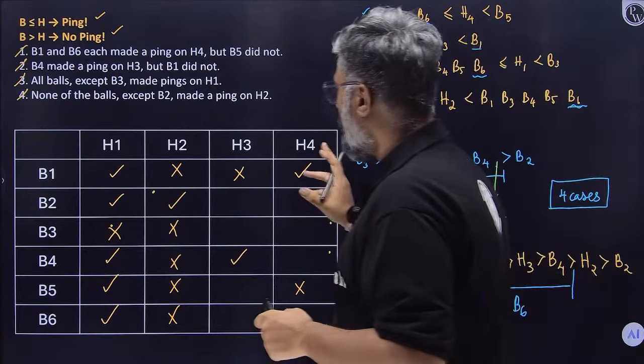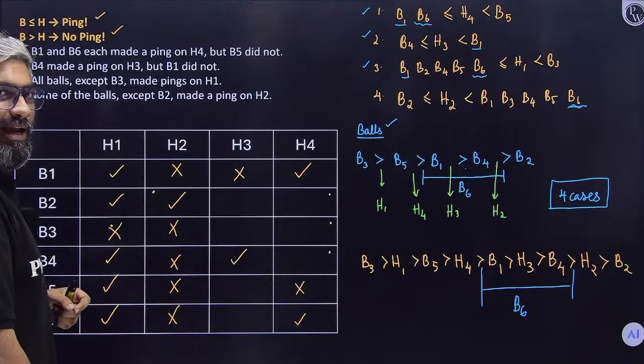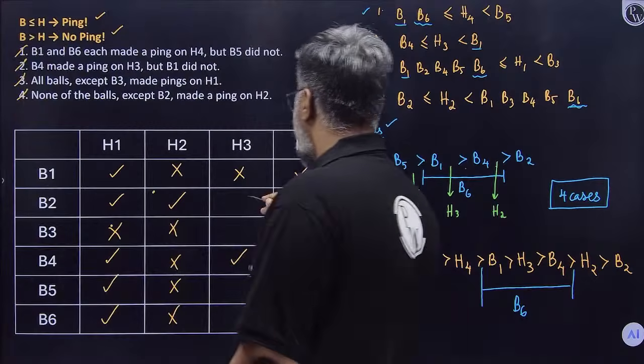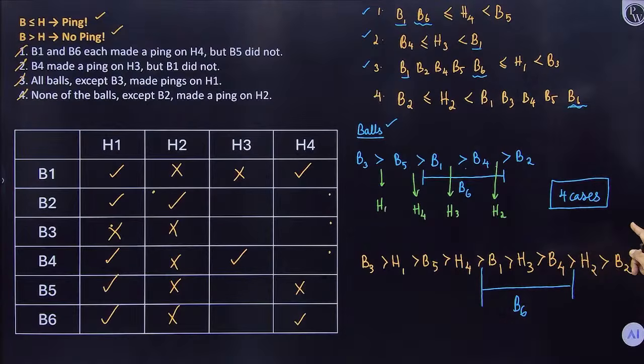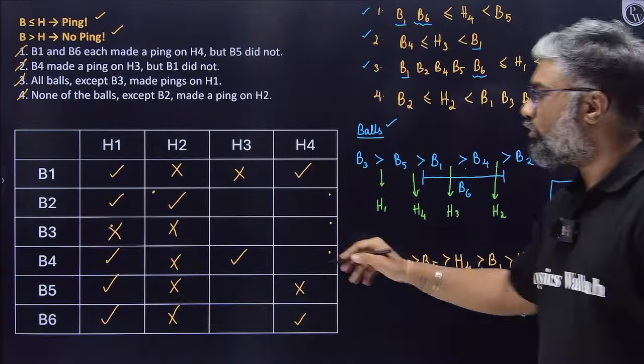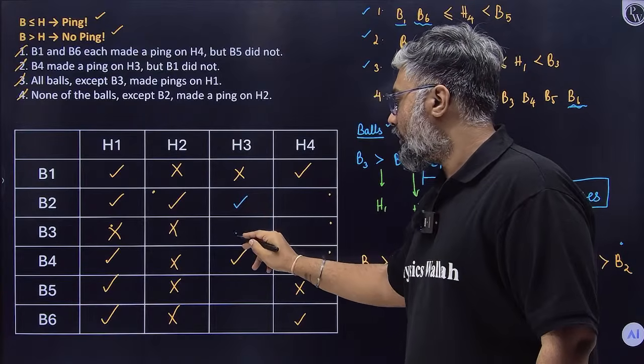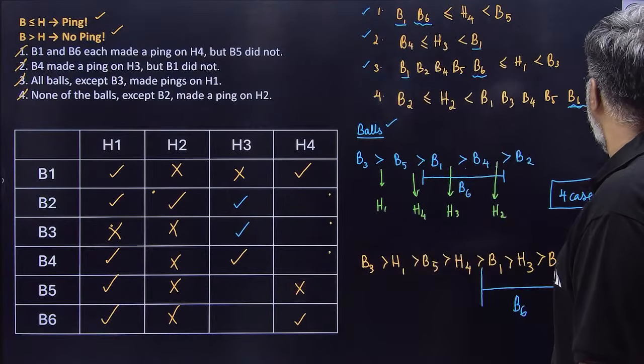Now, do I go ahead and quickly complete this table? If I want to, I can do that. What about ball 2 and hoop 3? Ball 2 is the smallest. That means ball 2 will go through all the hoops. Since ball 2 is smallest, ball 2 will go through all the hoops. Take here, sorry, the other way around.